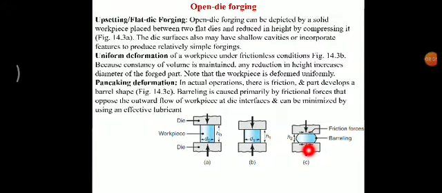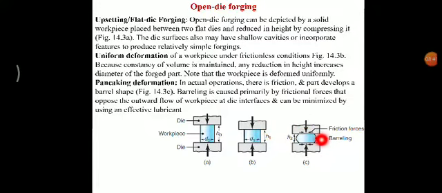To maintain the constancy of volume, this workpiece surface tries to move out, but in real condition, because of the friction, its outward movement is restricted at these interfaces only, here and here. These interfaces create more resistance to the flow of metal in the outward direction. As its direction of flow is in this direction, the friction will be in this direction. Similarly here also the workpiece is moving like this, therefore the friction direction will be like this.